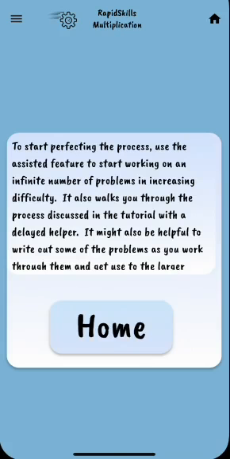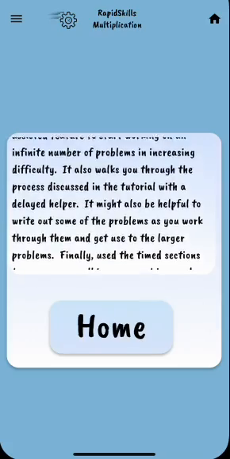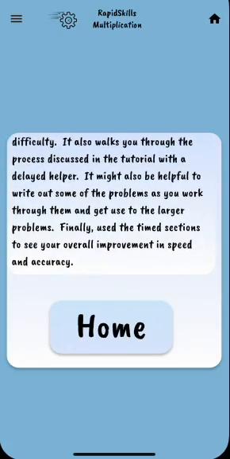To start perfecting the process, use the assisted feature to start working on an infinite number of problems in increasing difficulty. It also walks you through the process discussed in the tutorial with a delayed helper. It might also be helpful to write out some of the problems as you work through them and get used to the larger problems. Finally, use the timed sections to see your overall improvement in speed and accuracy.